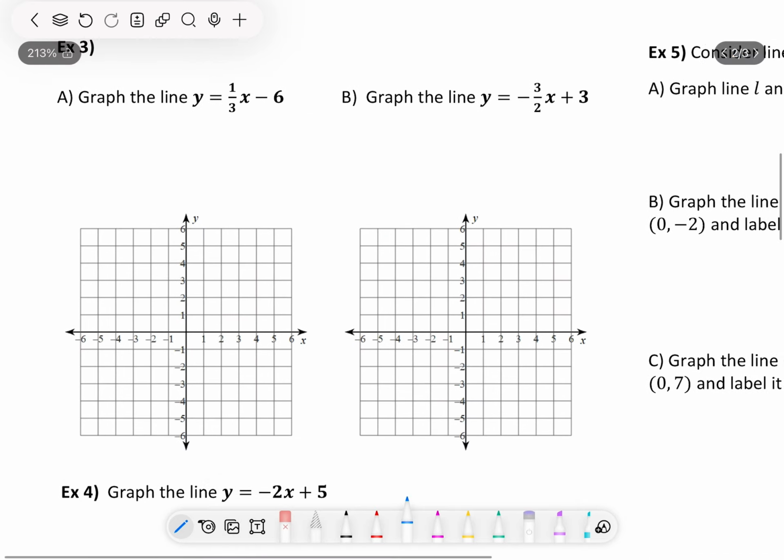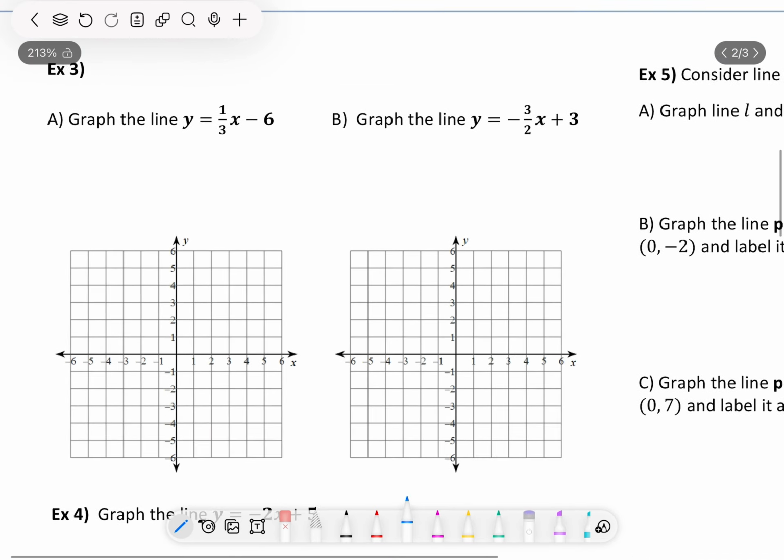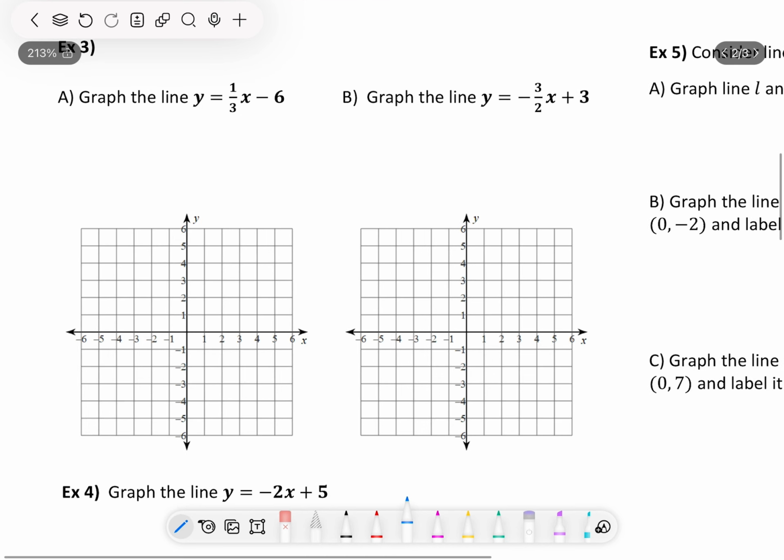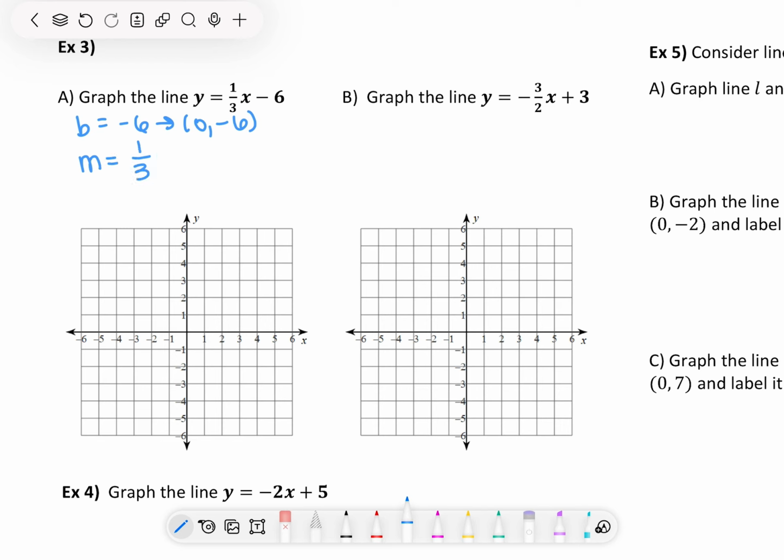All right, so let's take a look at example 3a and b. Example 3a says graph the line y equals 1/3 x minus 6. First thing, identify your information. My b, which is where I begin, is going to be negative 6, aka the point (0, -6). And then my slope, which tells me where to move, is going to be the 1/3 in front of x. Because both the numbers are positive, I can do rise over run as up and right.